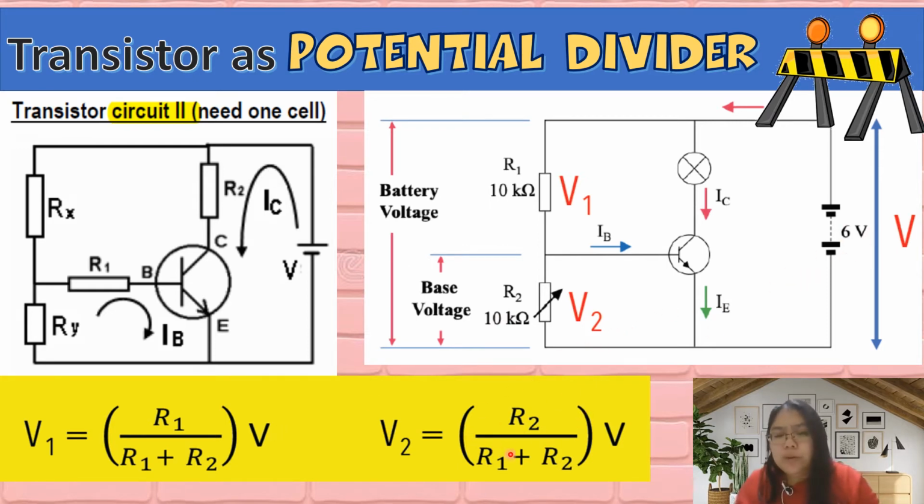Okay, V2 is also the same. If you're using V2, that means R2. You must use the resistance starting with R2, then R1 plus R2, then multiply with the volt. Okay, so this one is the voltage divider formula.